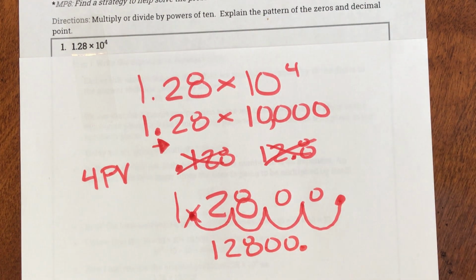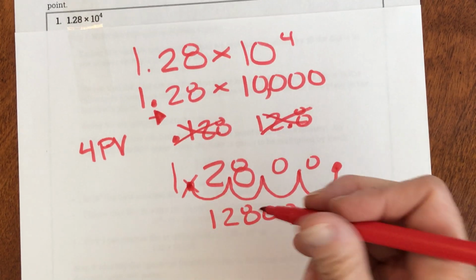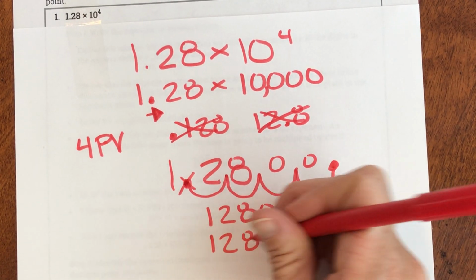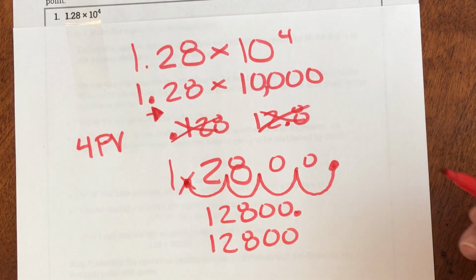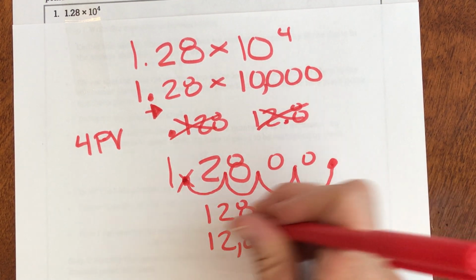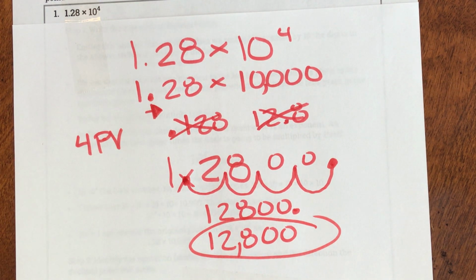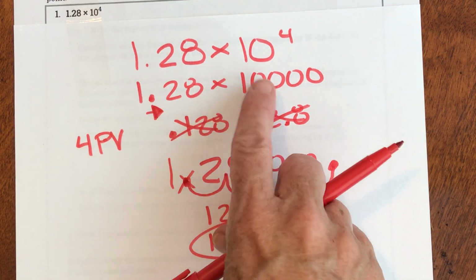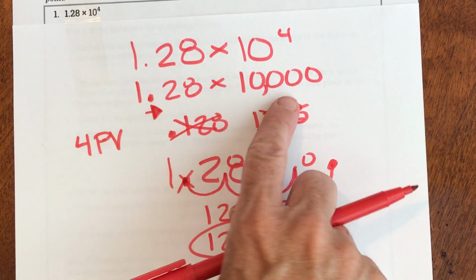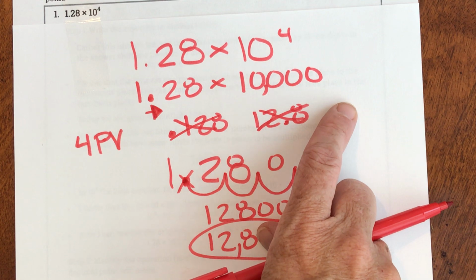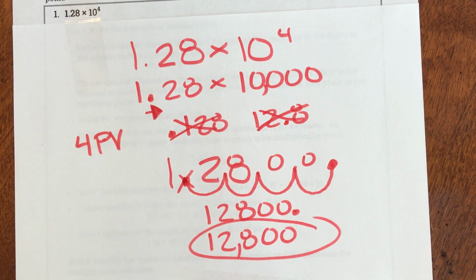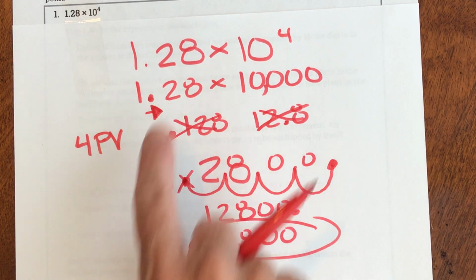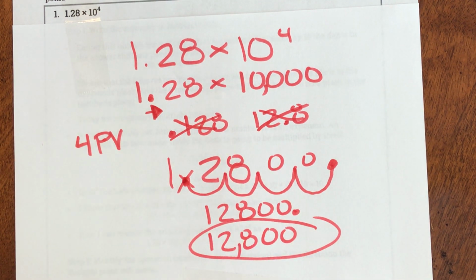12800 decimal, which I don't need the decimal at the end. So my answer is just 12800, which is 12,800. Now let's think about why that makes sense. If I only had 1 whole and I multiplied it by 10,000, 1 times 10,000 is 10,000. So I know my number is going to be about that, but then I had some more. So my number does make sense.